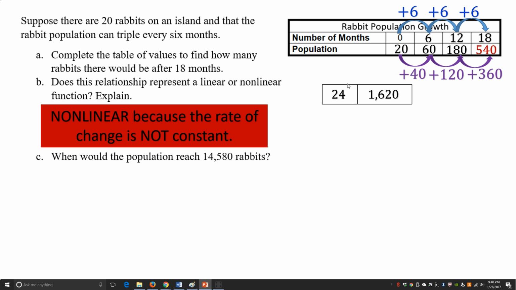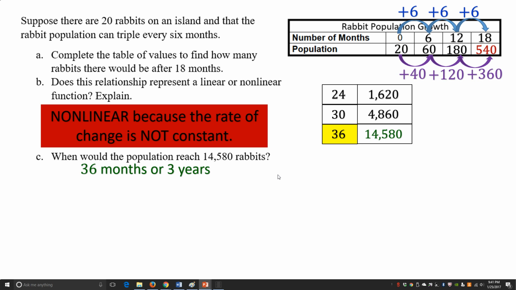How many months would be after the 24? 24 plus 6 more, we have 30 months. 1,620 times 3 is 4,860. 6 more months pass. We triple this population and we reach our 14,580. So it's going to take 36 months or 3 years to reach a population of 14,580.